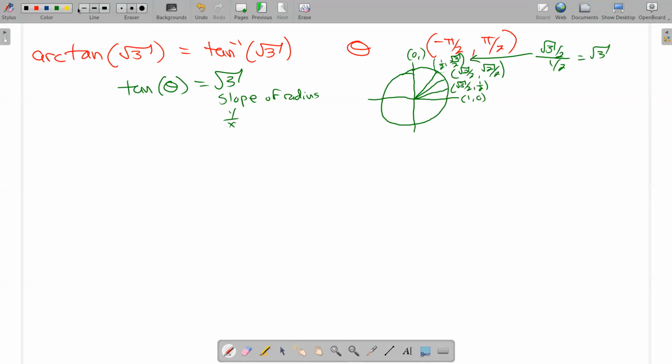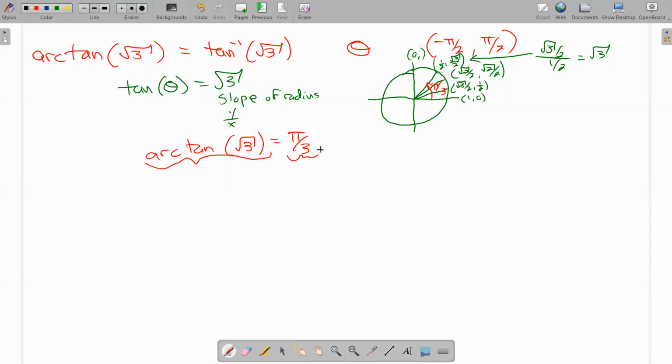And so that lucky angle right there is pi over 3. So I believe that the arctangent of the square root of 3 is pi over 3, and we can check that on a calculator by plugging in the arctangent of the square root of 3. Plug in pi over 3, and I should finally have the same decimal value.